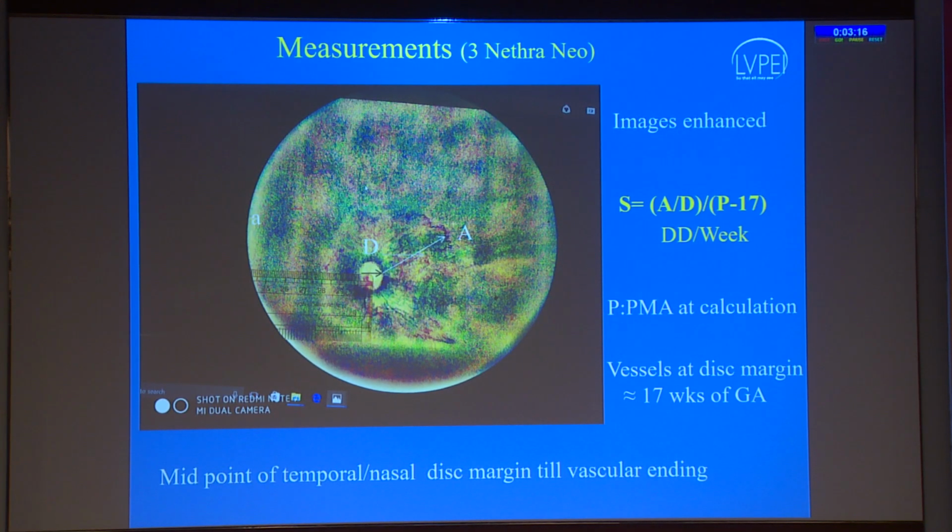This is the image with the Trinetra Neo, where the red-green image enhancement was used to make the blood vessels stand out. The formula used was A divided by D divided by P minus 17. A is the distance of the end of the blood vessels. D is the horizontal disc diameter. P is the PMA at presentation, and we assume that the blood vessels reach the end of the margin of the optic disc at 17 weeks of gestational age as per published literature. So say for example, the blood vessels here, now this is in disc diameter A divided by D, and this interval of time from 17 to the PMA that we are examining is the interval here, P minus 17, and the rate is here.